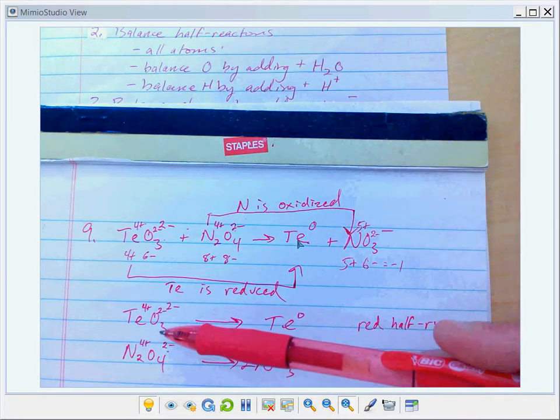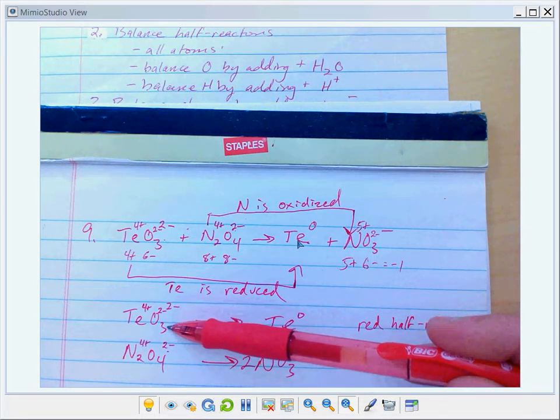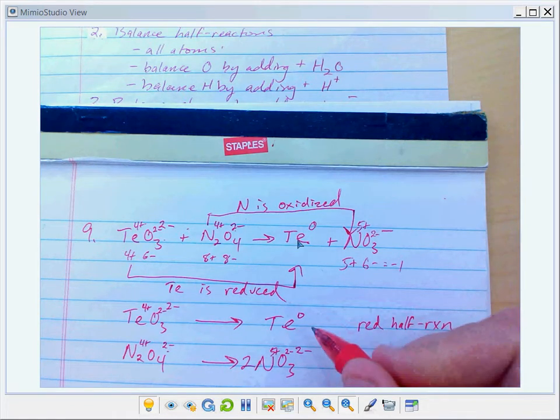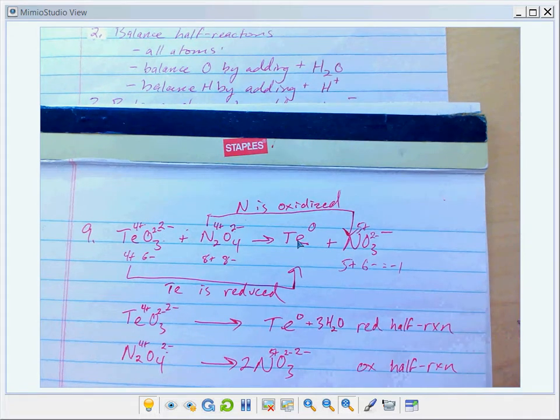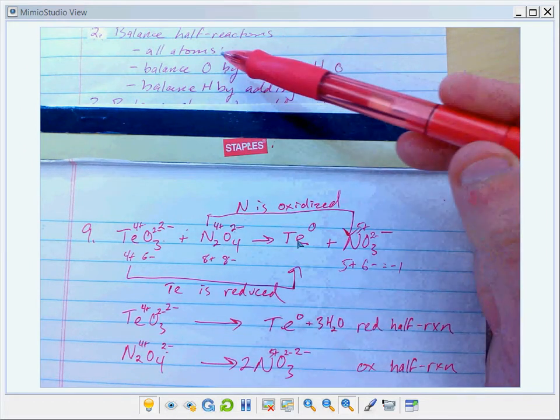You'll notice that there's 3 oxygens on this side of the reaction for tellurium. We have to have 3 oxygens on this side, and the only way we can do this is we can write plus 3 H2O. All of these reactions are taking place in water, so there's plenty of water around. It's not a big deal to do this. Water is actually involved in the reaction here. All right, so we balanced the oxygen.